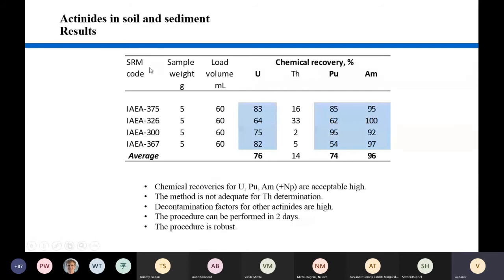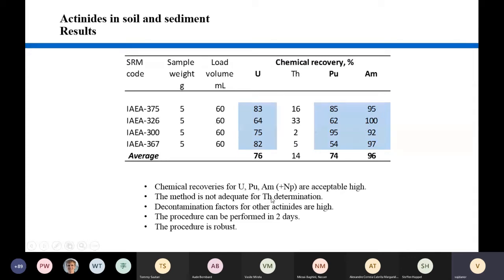With this modification, we analyzed the reference materials and we found that we got good recoveries for uranium, for plutonium, and for americium. We also know that neptunium recoveries are also quite acceptable.